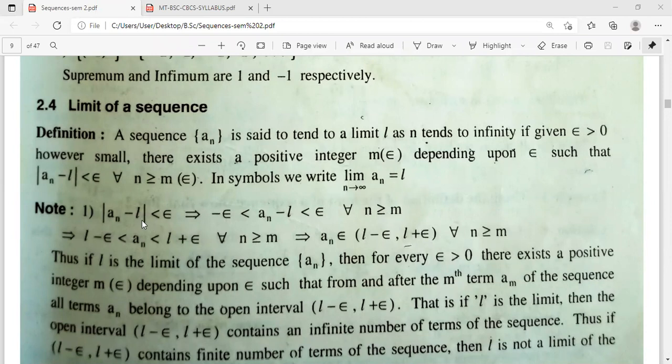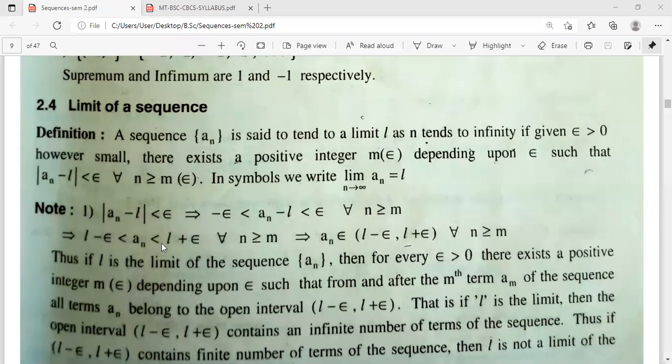Now already you know modulus of y less than epsilon means minus epsilon less than y less than epsilon. Here also, modulus of a n minus L less than epsilon you write as minus epsilon less than a n minus L less than epsilon for every n greater than or equal to m. The same way, you add L to all three components, this one component, another, and another, and you get here.